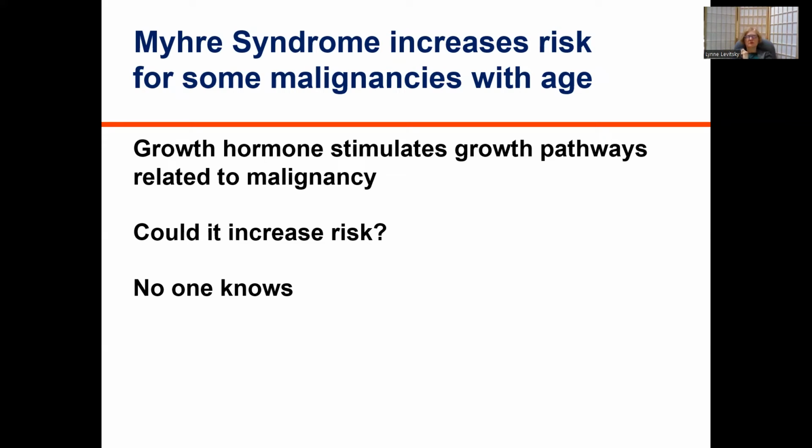The other thing about growth hormone that has always worried us is that the pathways that stimulate the normal growth of cells, so that children grow taller and bigger, also are similar to the pathways that stimulate the growth of malignant cells. A lot of the pathways are the same. Nobody has ever demonstrated that growth hormone can induce a malignancy or stimulate malignancy growth, but nonetheless, we do worry about it. And with a rare condition, could this increase risk? Because we know that there is an increased risk for some malignancies with age and Myhre syndrome. And the answer is we just don't know. No one knows this, but that always hangs there in the air as a little bit of a worry for us.